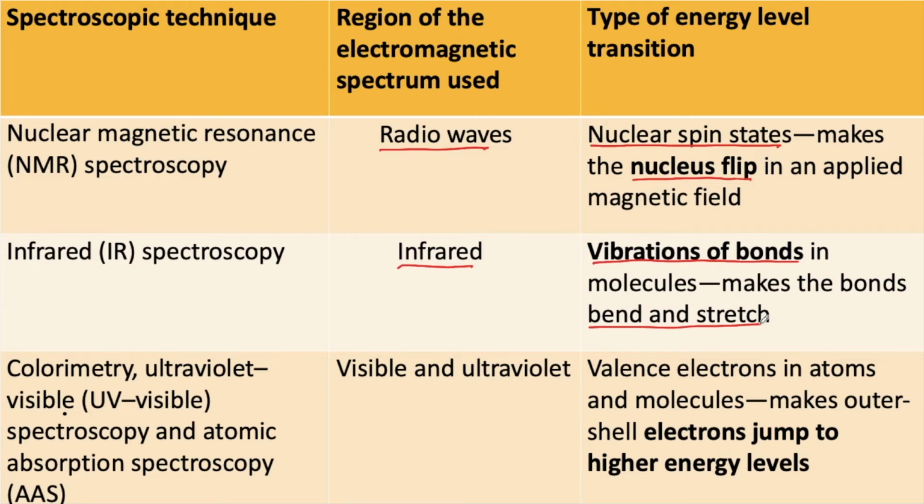Next, we have colorimetry, ultraviolet-visible spectroscopy, and atomic absorption spectroscopy. These three involve the use of visible and UV radiations, and when they are made to interact with the sample, they will cause valence shell electronic transitions. As it's written here, the electrons will jump to a higher energy level. This jump or movement is known as a transition.